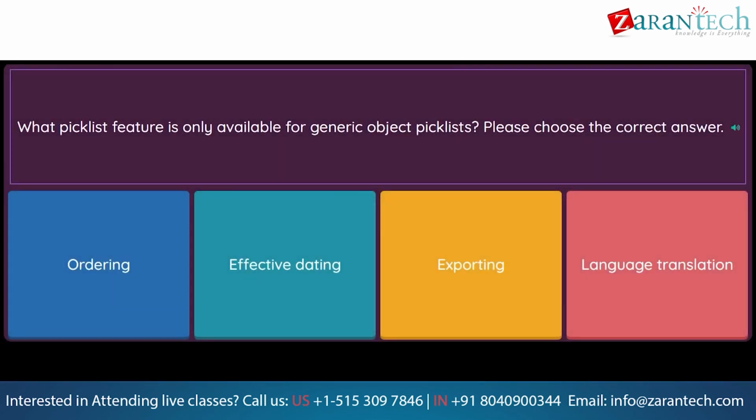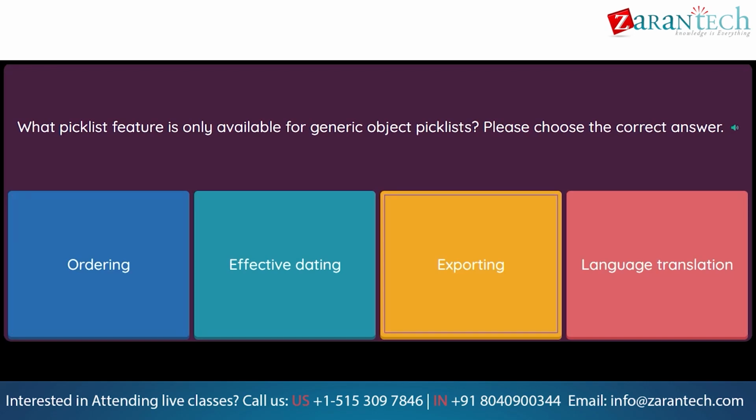Question: what pick list feature is only available for generic object pick lists? Please choose the correct answer. Option 1, ordering. Option 2, effective dating. Option 3, exporting. Option 4, language translation.